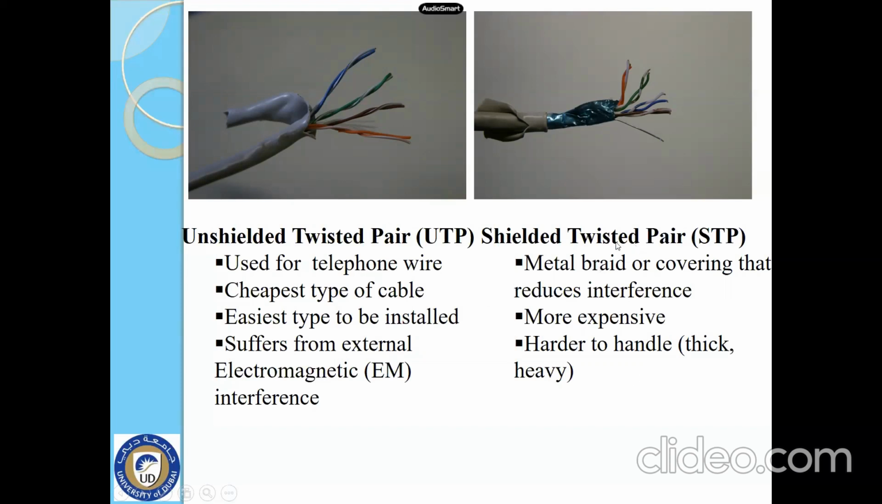Now for the shielded twisted pair, there is a metal braid covering the pairs to reduce the interference. It is more expensive because you have more material, you have metal inside the cable, and it's harder to handle. It's thicker and heavy because of the metal coating, or the metal cover. So here's a quick comparison between unshielded twisted pair and shielded twisted pair.